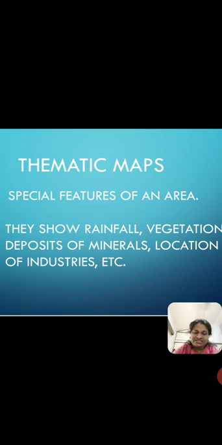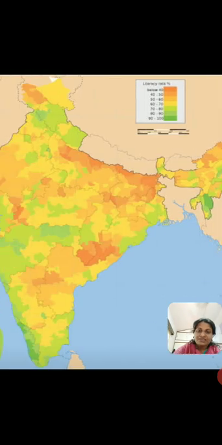So all those things can be shown in a thematic map. Okay, so now let us just quickly go through the maps again. What were the different types of maps? There are three types of maps. What are they? You have physical, thematic, and political. Okay, and what were thematic maps?